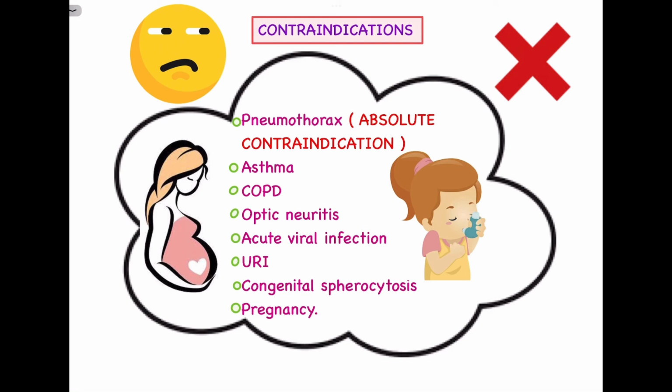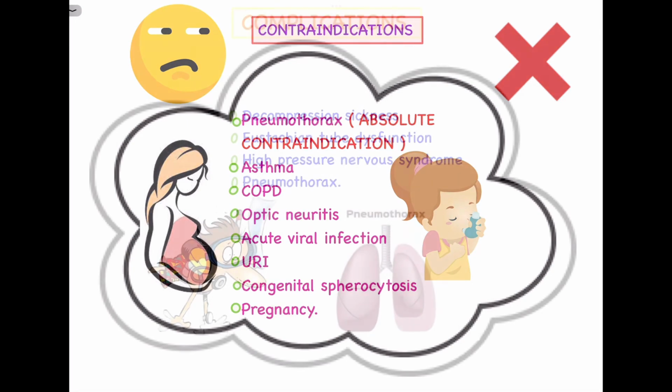Other contraindications include asthma, then COPD, that is chronic obstructive pulmonary disease, in case of optic neuritis, acute viral infections, URI, pregnancy, and congenital spherocytosis. So these are the cases in which our HBO therapy is contraindicated. Within this, just try to remember pneumothorax as an absolute contraindication.